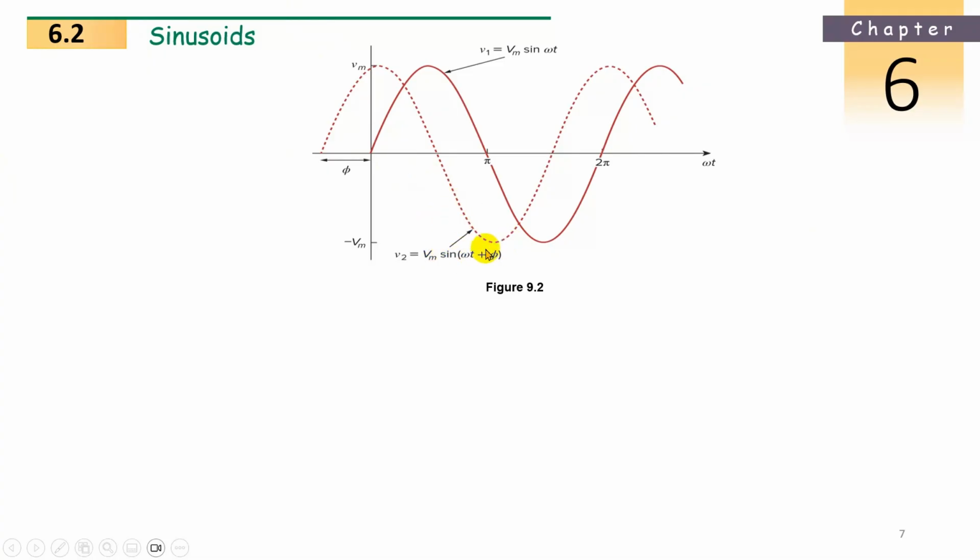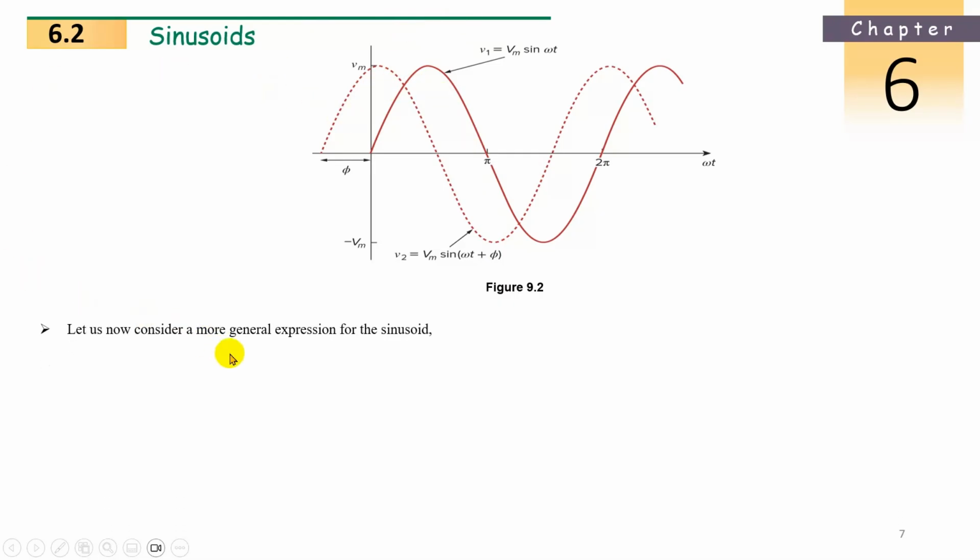So do you understand? V1 is Vm sin omega t because it is starting from 0. No problem. The second waveform is also starting from 0, but it has already started. When did it start? 5 degrees, or some amount, previous. So we add something: omega t plus 5, some angle, some degrees we can say. So this is how we have two waveforms. Now we have V1 and V2.